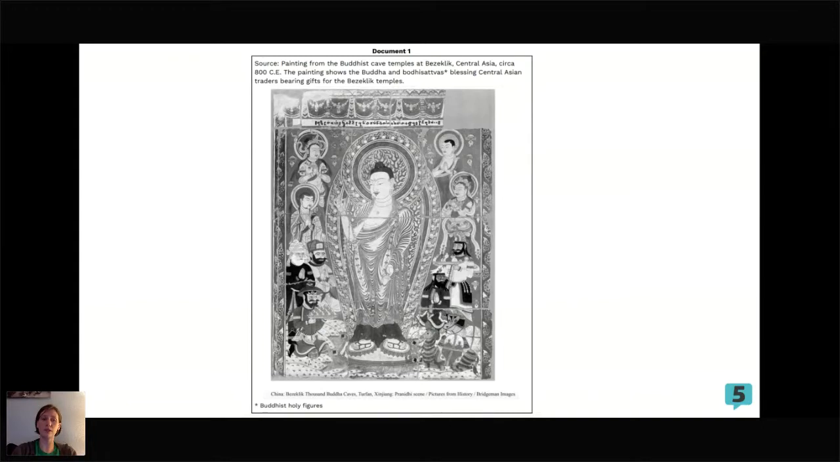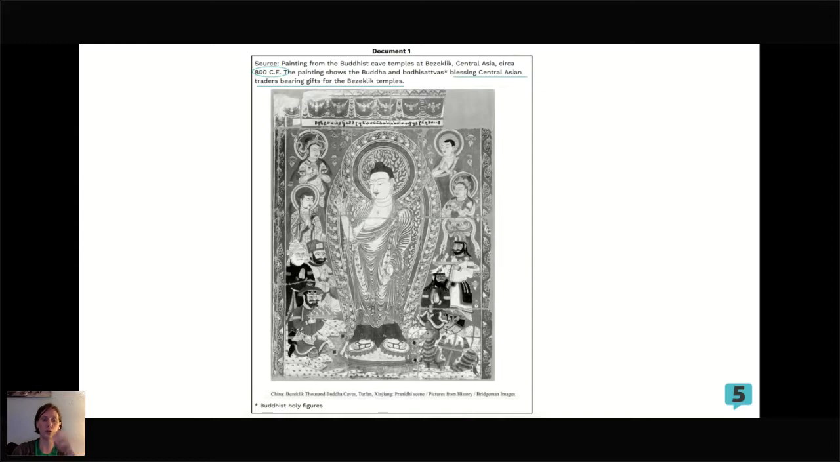So we've got this figure of the Buddha in the center of the image. We have some figures near the top who are bodhisattvas. We have some Central Asian traders bringing gifts and apparently receiving a blessing. I'm not sure without the source line that I would have known that. So I'm thankful that the source line gives me a little bit of detail and help. For this one, feel free to jump in the chat if you see things I'm not seeing, but I already went through this one and made some observations, and I want to point those out to you.